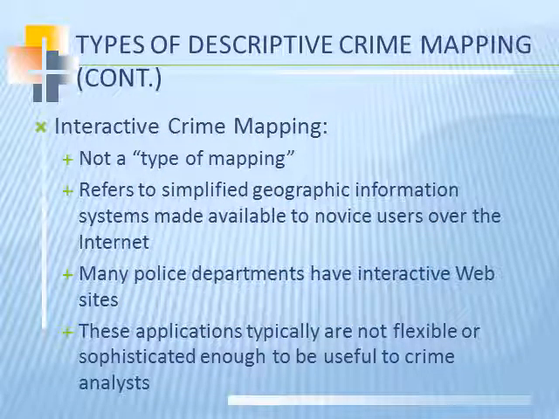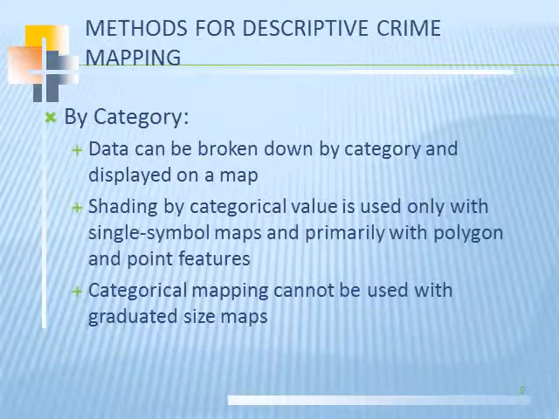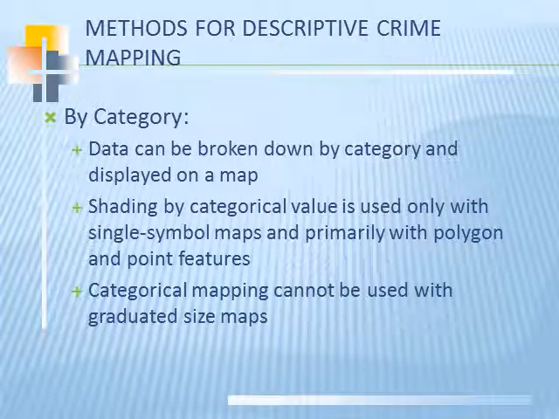The term interactive crime mapping does not refer to a type of mapping. Rather, it refers to simplified geographic information systems made available to novice users over the Internet. Crime analysts take two distinct approaches to the spatial analysis of crime and disorder problems: descriptive and analytical mapping.